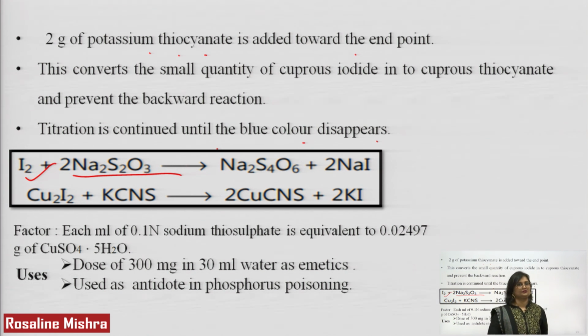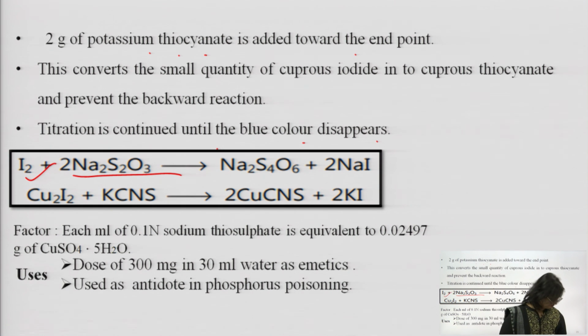Uses: a dose of 300 mg in 30 ml is used as an emetic. It is used as an antidote in phosphorus poisoning.